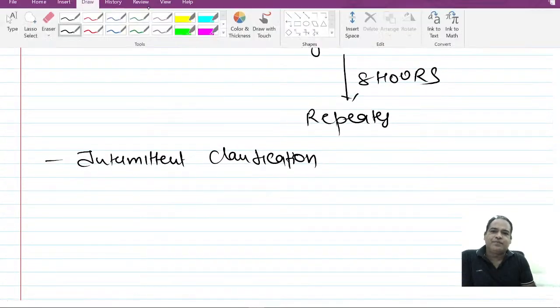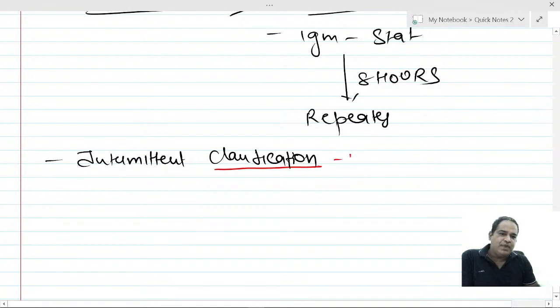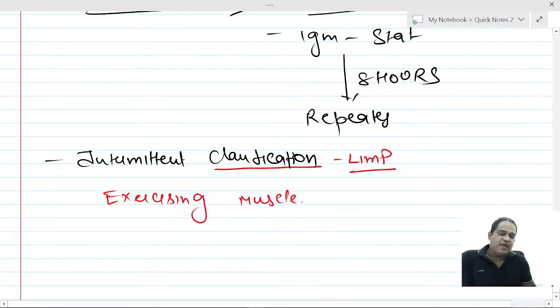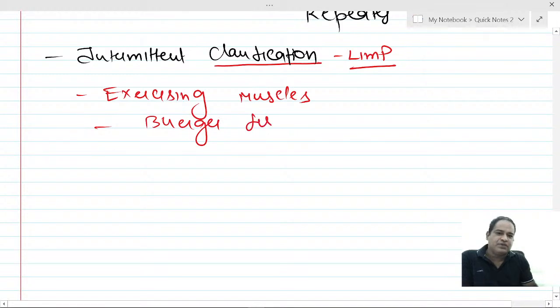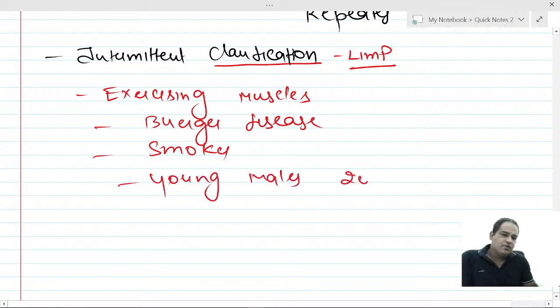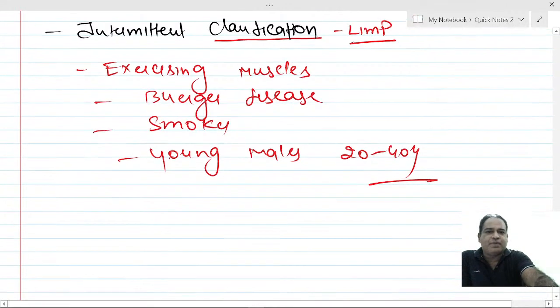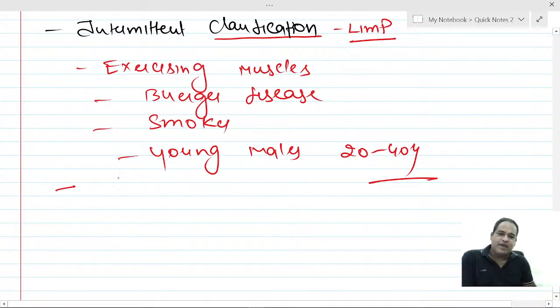Intermittent claudication. The word claudication means limp. Pain which develops in exercising muscles. Fine. So this is classically seen in Buerger disease, classically seen in smokers, young males, 20 to 40 years. Fine. This part is very important.